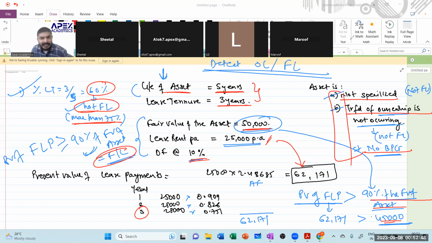Does everybody understand this carefully? Yes or no? Please tell me. Give me thumbs up, everybody who's understood why this is a finance lease.